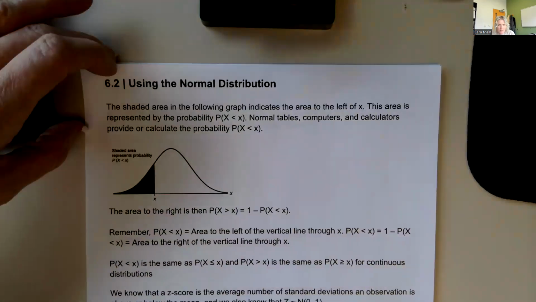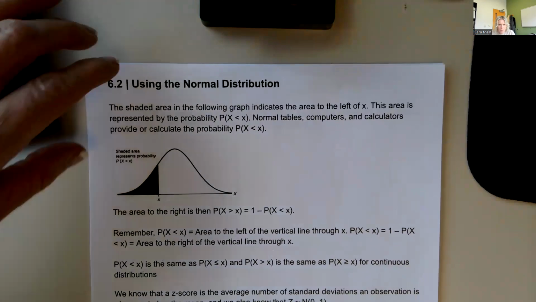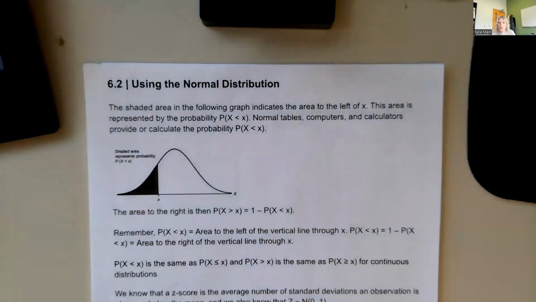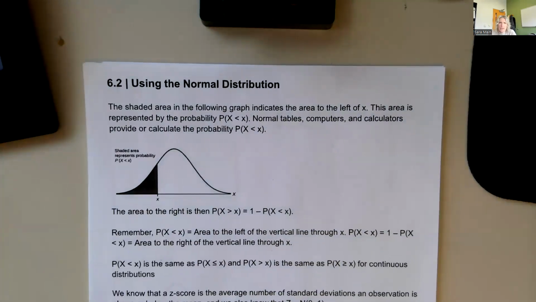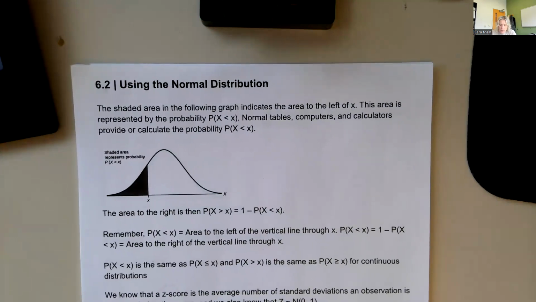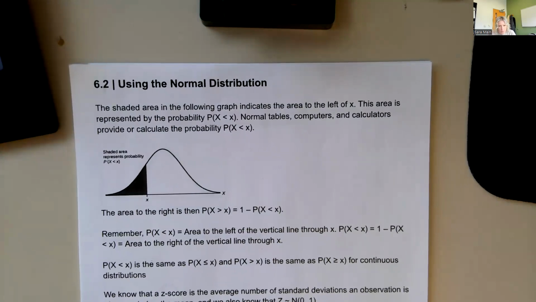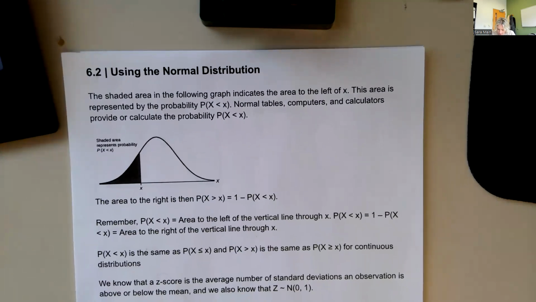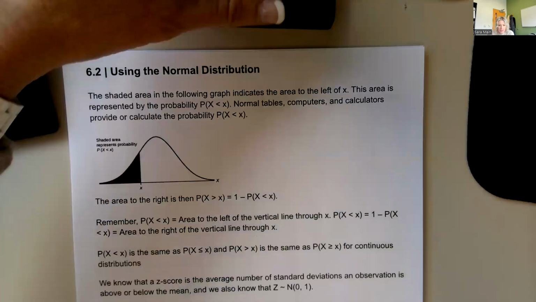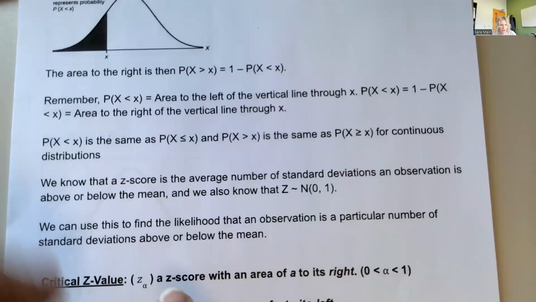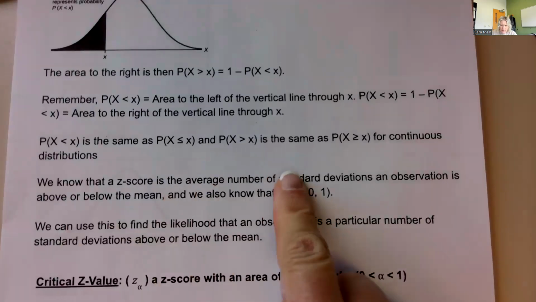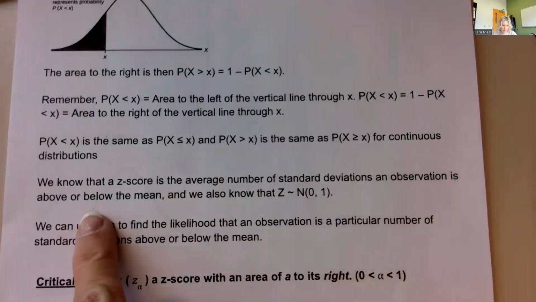Welcome back to lesson 6.2. So in 6.1, you extended your learning regarding the empirical rule to what we're going to call the normal curve and calculated some z-scores, reminding yourself that z-scores are the average number of standard deviations. Right here I have it again. We know that a z-score is the average number of standard deviations an observation is above or below the mean.